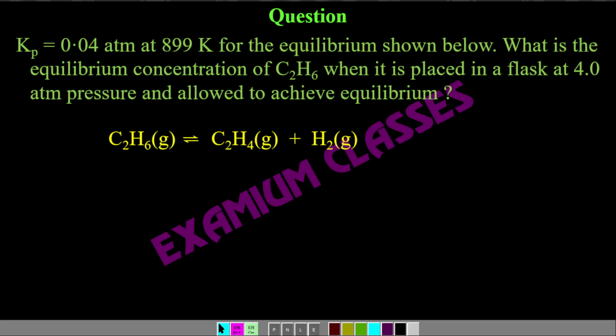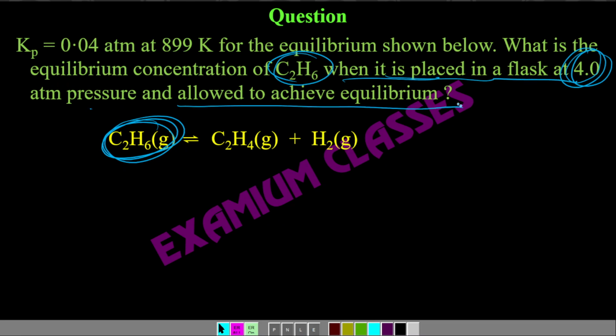Kp is given as 0.04 atm at 899 Kelvin for the equilibrium shown below, that is C2H6 gets dissociated into C2H4 and H2. What is the equilibrium concentration of C2H6 when it is placed in a flask at 4 atm pressure and allowed to achieve equilibrium? It means you have 4 atm initial pressure, and the initial pressure will be just by C2H6. It is written that C2H6 is placed in a flask and then allowed to achieve equilibrium.